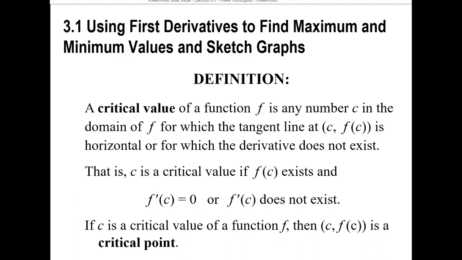So in other words, c is a critical value if f of c exists, and the derivative either equals 0, meaning the tangent line is horizontal and the slope is 0. Remember, the derivative is the slope of the tangent line. So f prime of c is 0 or f prime of c does not exist. So if we can find f prime, we can figure out the values of c for which either of these occur, and we can find critical values. If you find a critical value c, then the point (c, f of c) is called a critical point. So the critical value is just the value of c. The critical point is the ordered pair.